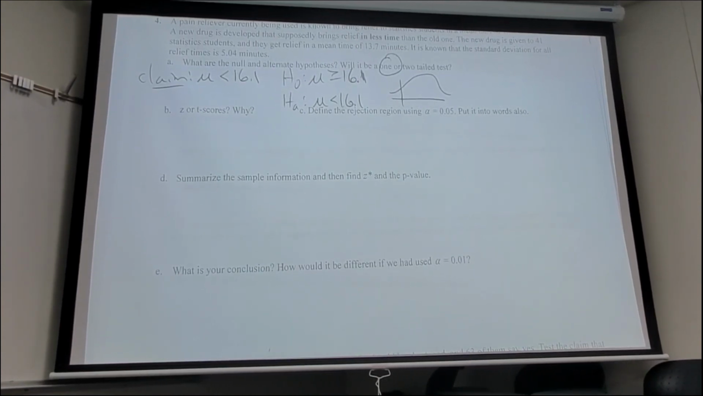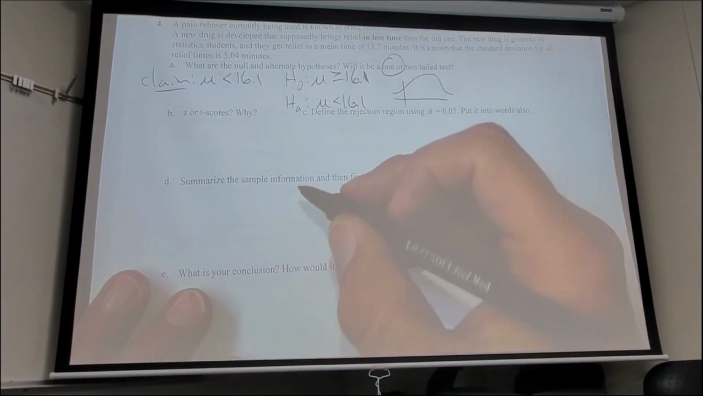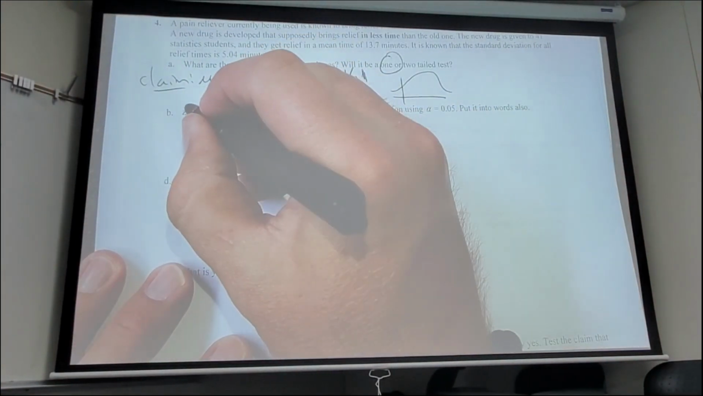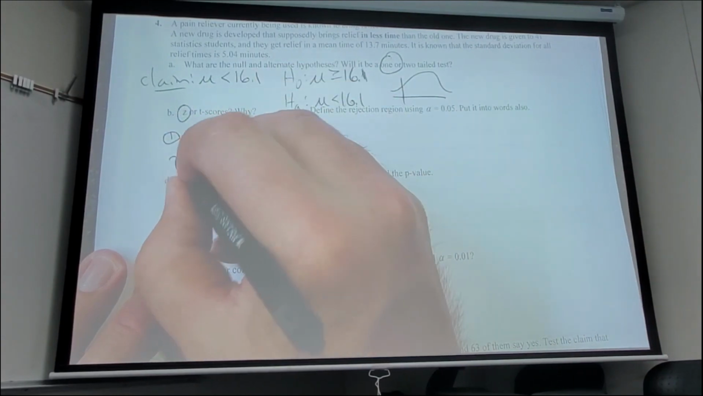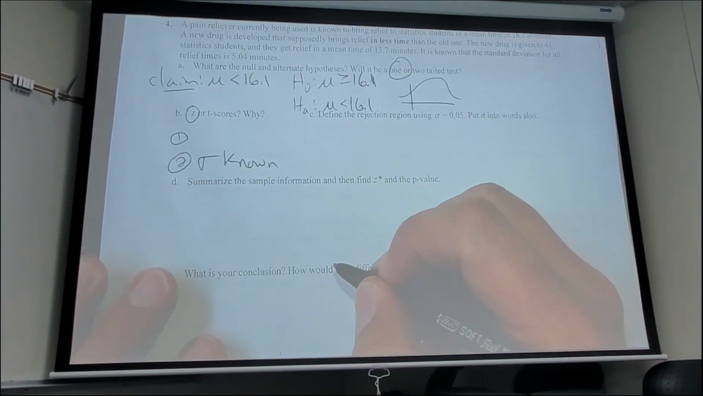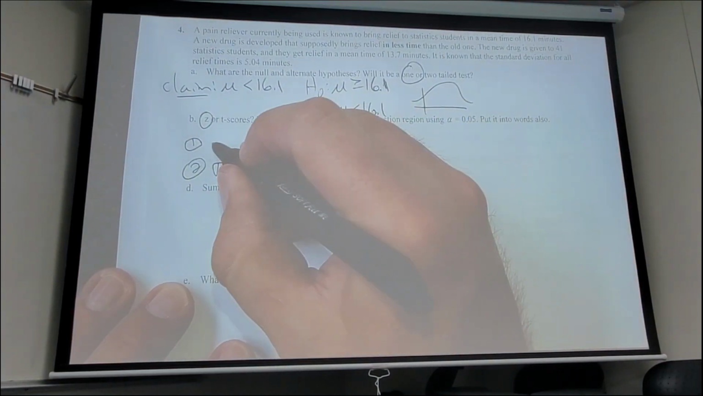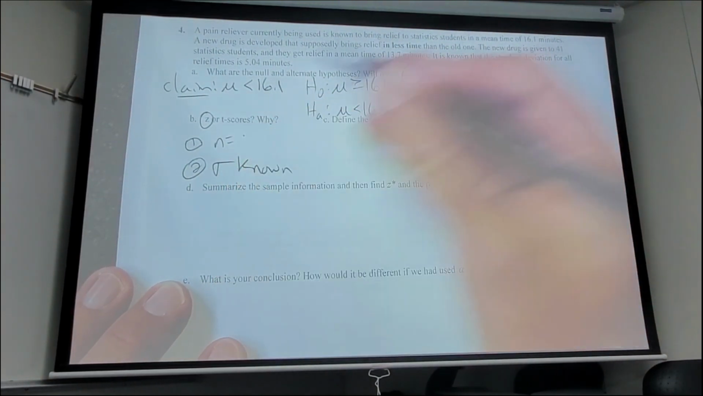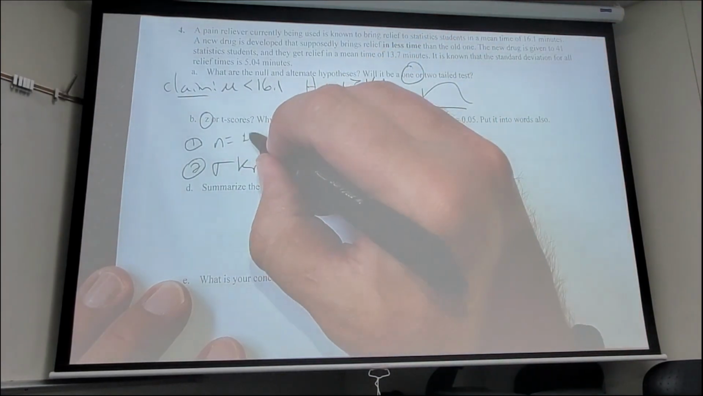What's your answer on part B? Z-star. Why? Because it has a population, yes, sigma is known. What's more important than that? N is greater than... N equals what was it? 41. 41, greater than 30.